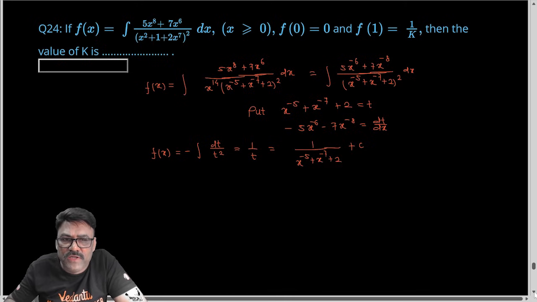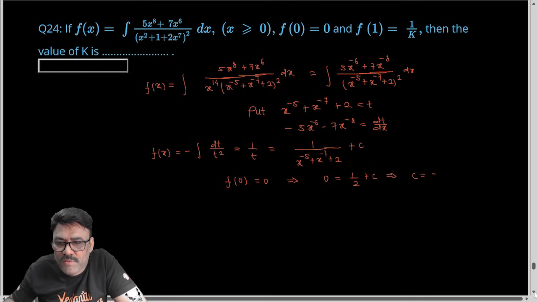Now they have given f(0) as 0. So if I put f(0) as 0, I'm getting 0 is equal to 1 by 2 plus c. So hence c will be minus half. Now what is f(1)? So f(1) is 1 by (1 plus 1 plus 2), so 1 by 4, and c is minus half.